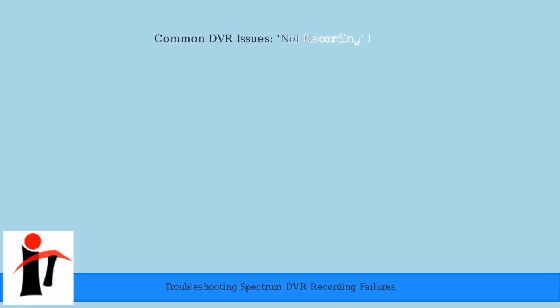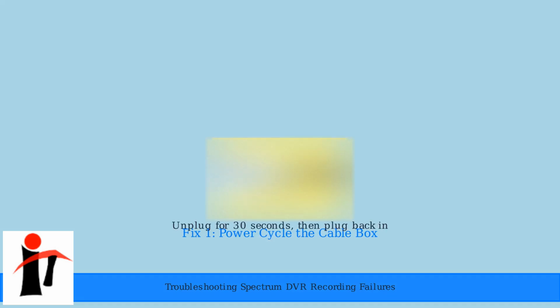Experiencing recording issues with your Spectrum DVR? You're not alone. Many users encounter problems like not recording errors, scheduling glitches, or conflicts. The most common culprits are outdated firmware, insufficient storage, and recording conflicts.